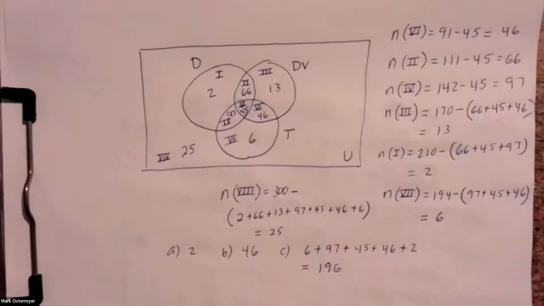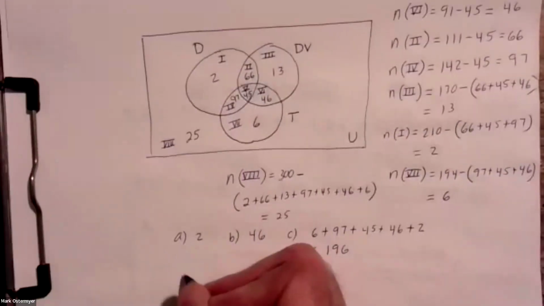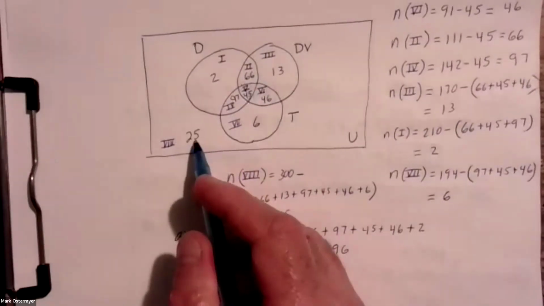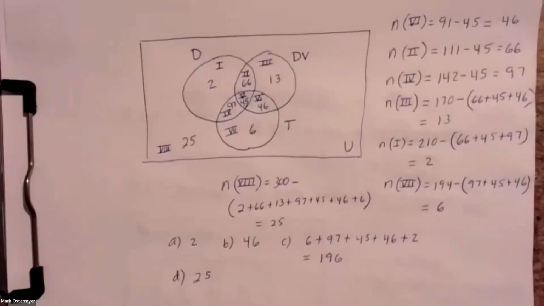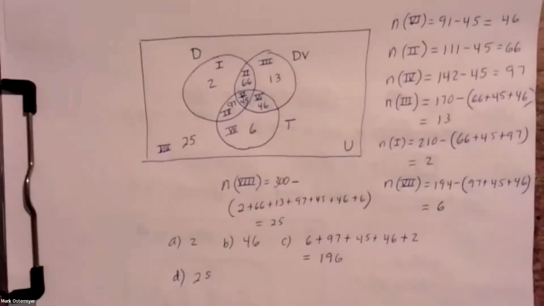All right. The next question is, how many inmates had none of these offenses? We would say 25. Any questions how we did that problem there? Is this making sense here? How we're doing these problems?